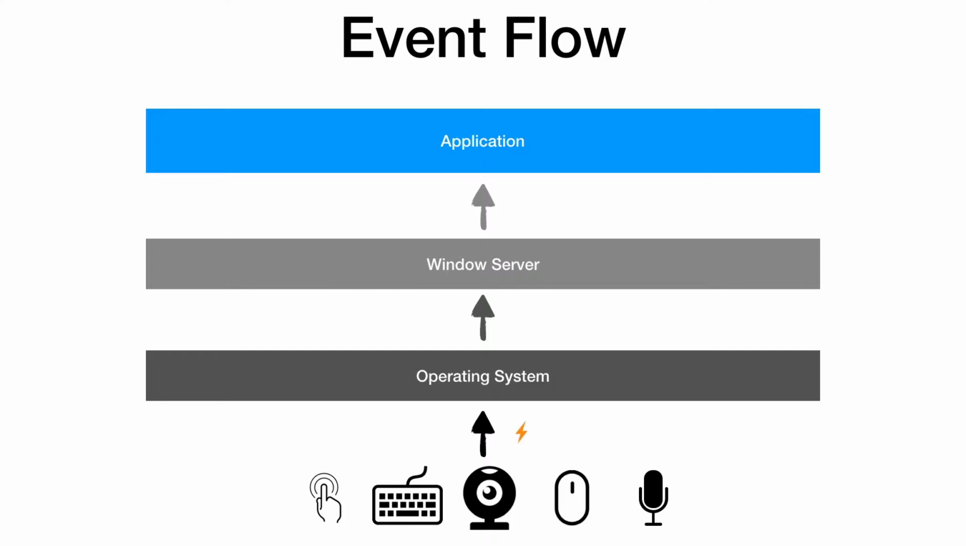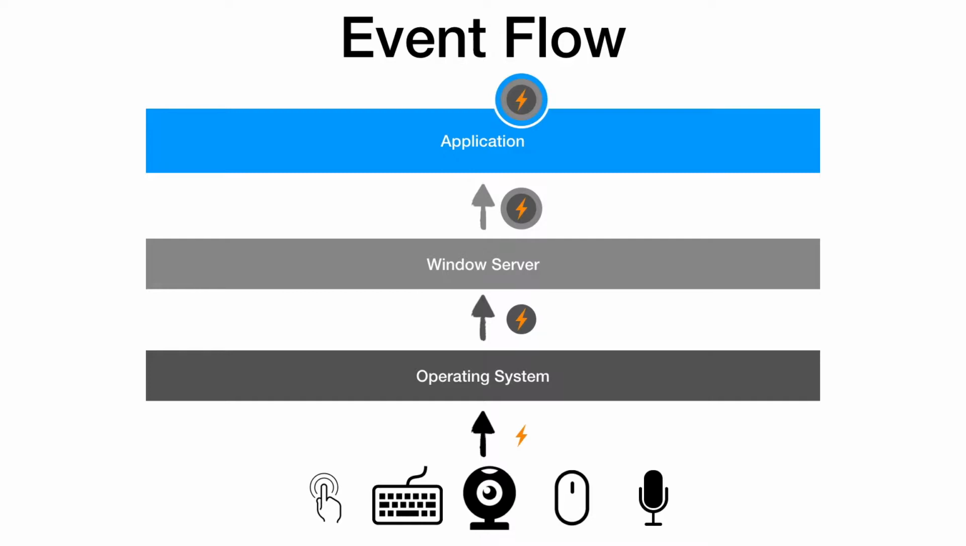The thing to note over here is that as the event propagates up the stack, it accumulates context from the layer it goes through, and each layer adds more to that particular event. Finally, when the event arrives at the application, it has all the context it needs to actually process it.